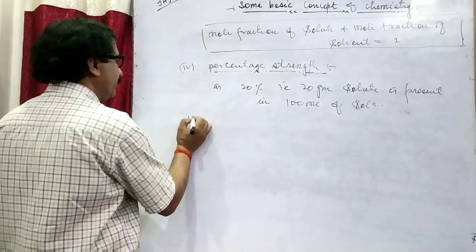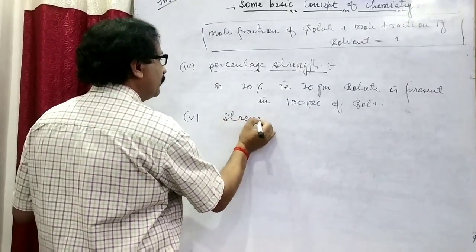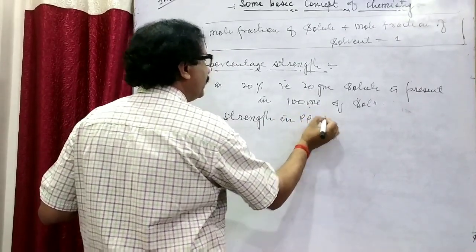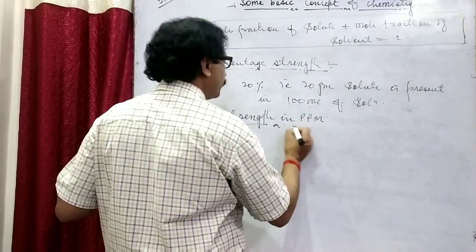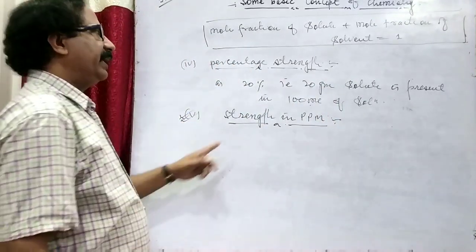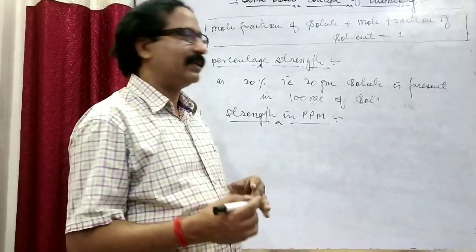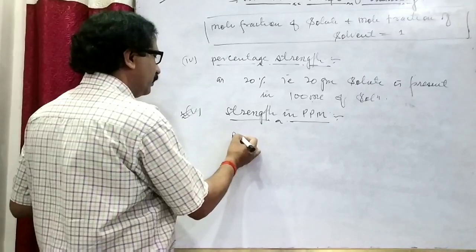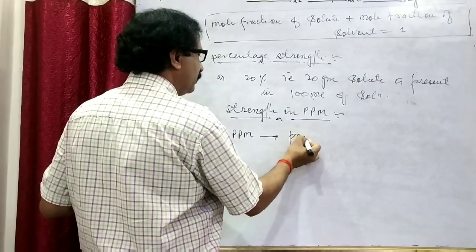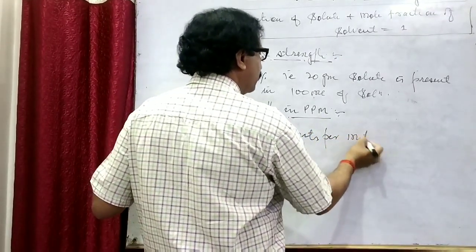And fifth, that is very important, strength in ppm. Very, very important. Strength in ppm. What do you mean by this? First of all, we want to know ppm. ppm full form is parts per million.